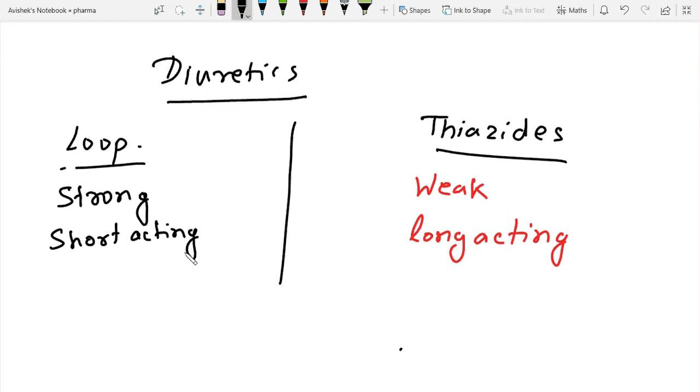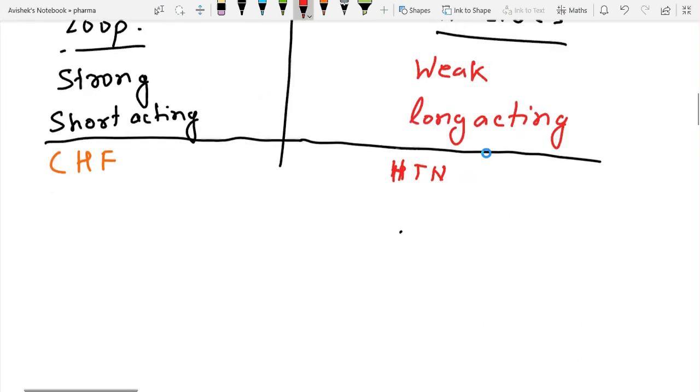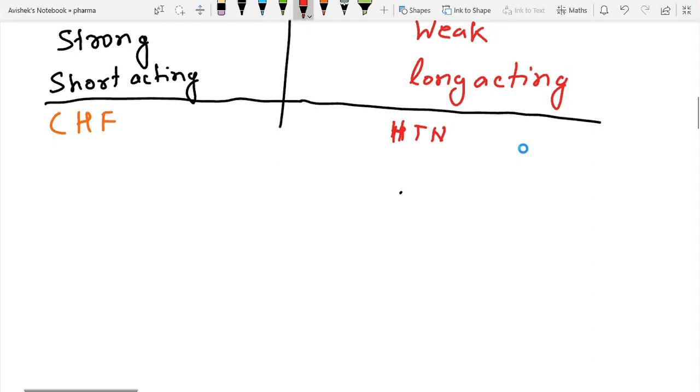So that's why, according to their properties, we use them in different diseases. The loop diuretics will be used in congestive heart failure, and thiazide diuretics will be used in hypertension because one tablet will work for the whole day. That's why loop is short acting and thiazide is weak acting but long duration. But both of these have some side effects.